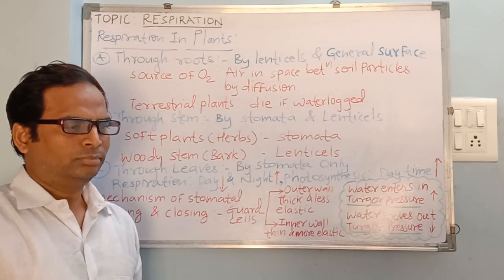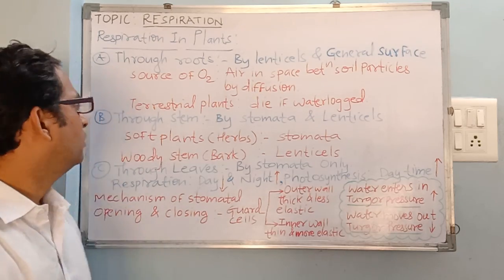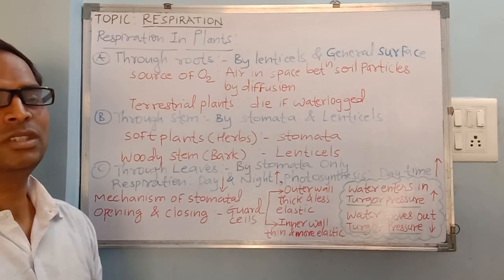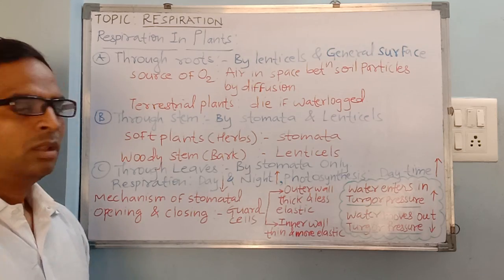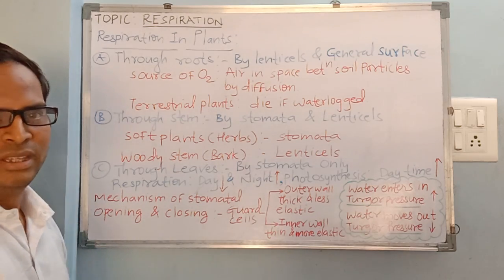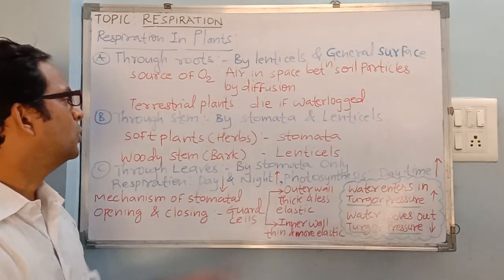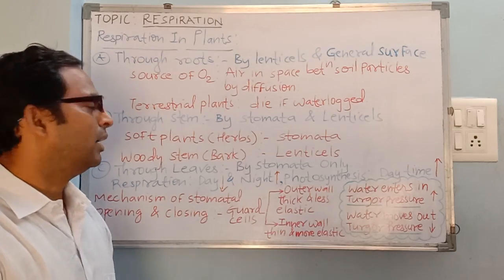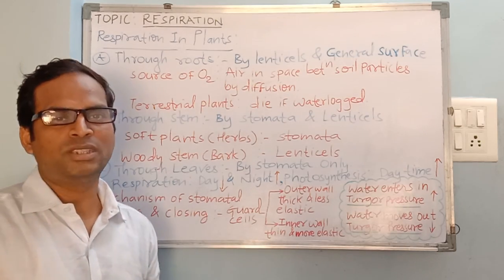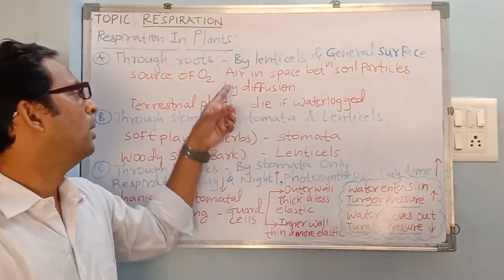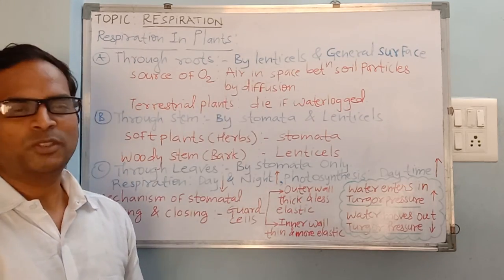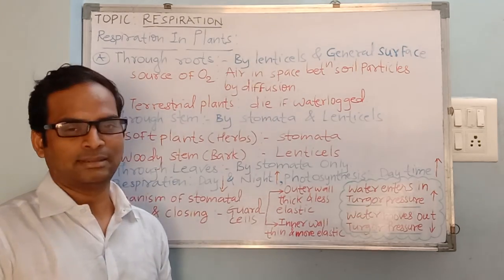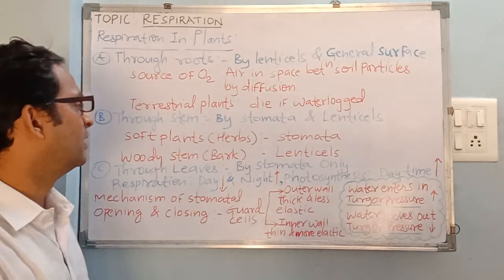So when you go one by one, what parts and how they help in respiration, we have first the roots. When you say roots, they are in direct contact with the oxygen present in the soil. The source of oxygen is obviously the soil particles, and what comes in contact with this oxygen is the root hair. So roots respire with the help of small openings present on the surface, and those openings are called lenticels. Also they respire through the general surface.